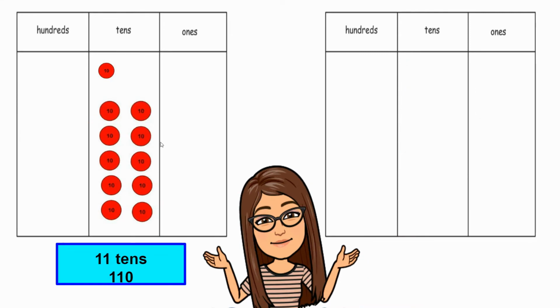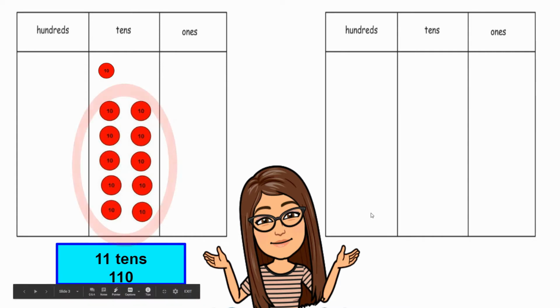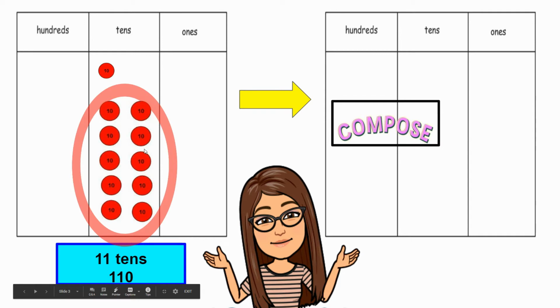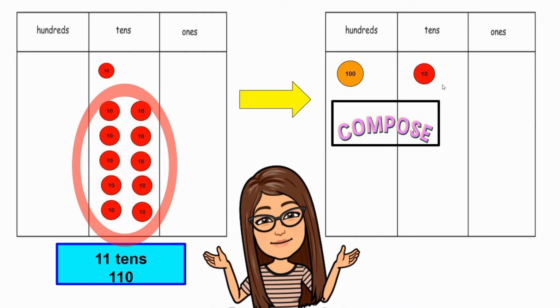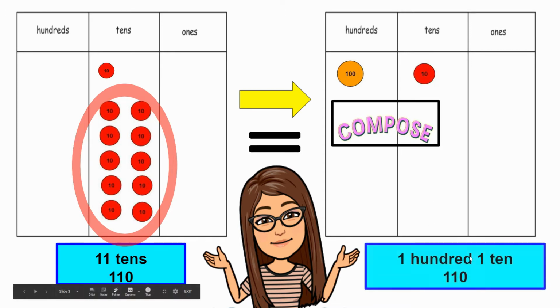I have here 11 tens. If I were to count and add up all of these 10 groups of 10, I would have 110. Now, I want to see what would happen when I compose a new unit using these 10 groups of 10. Let's see. I would have 100 and 10. So, 100 and 10 is equal to 11 tens. They both equal 110.